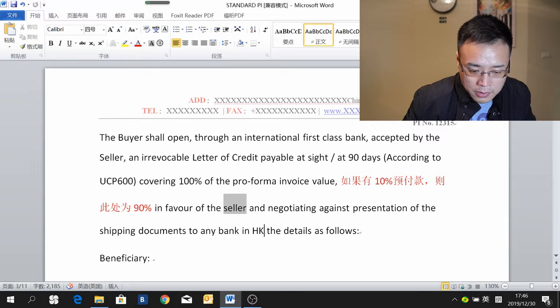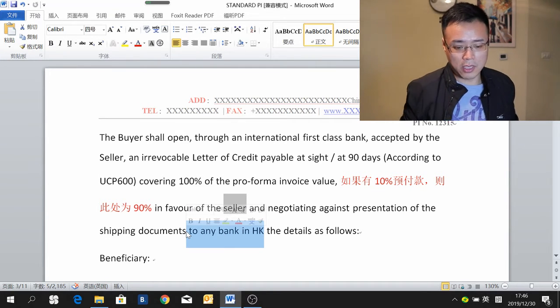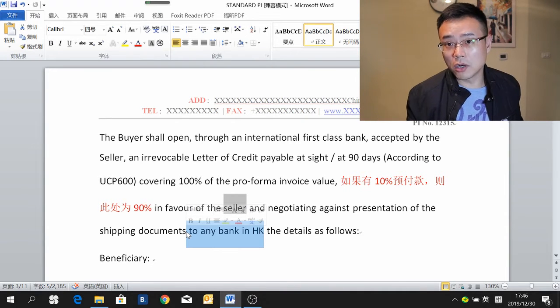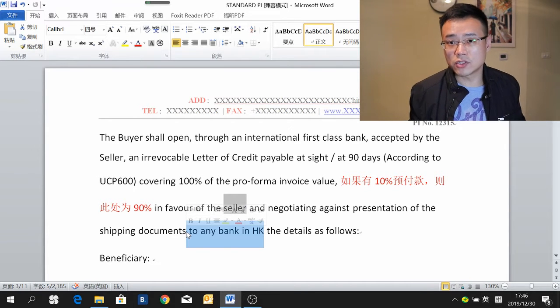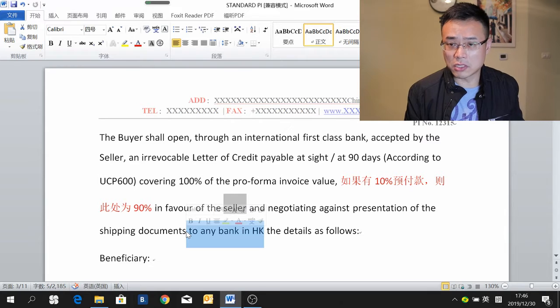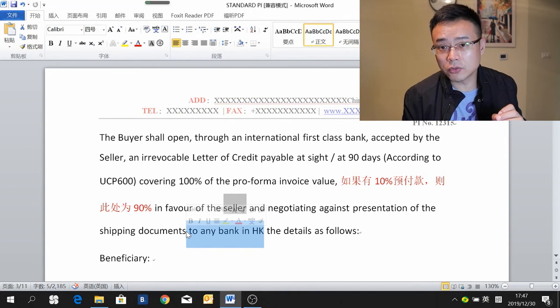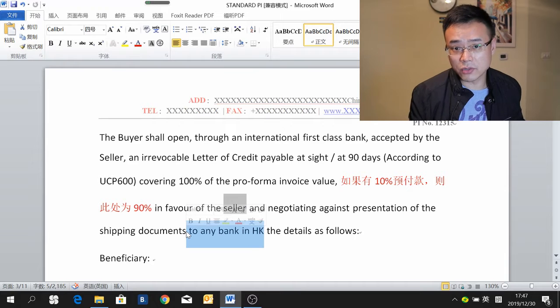Because we are a trading company, this is very important for us. If this LC is negotiable with any bank in Hong Kong, that means we can choose HSBC Hong Kong, we can choose ICICI Hong Kong, we can choose DBS Hong Kong as our advising bank. If this clause is not there, and they nominate one bank for you to choose, and that bank is not your advising bank, then you will have a problem. You have to ask your client to amend the LC.